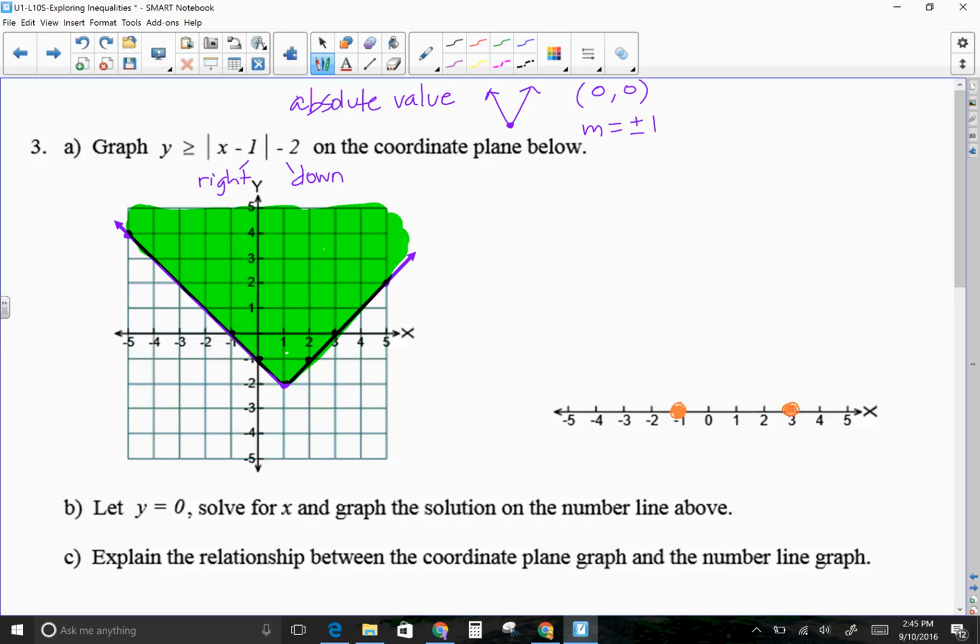And then when I'm looking at that x-axis, did I shade in between the two of them? I did. So that's my answer. And how do I write that algebraically? X is between -1 and 3.